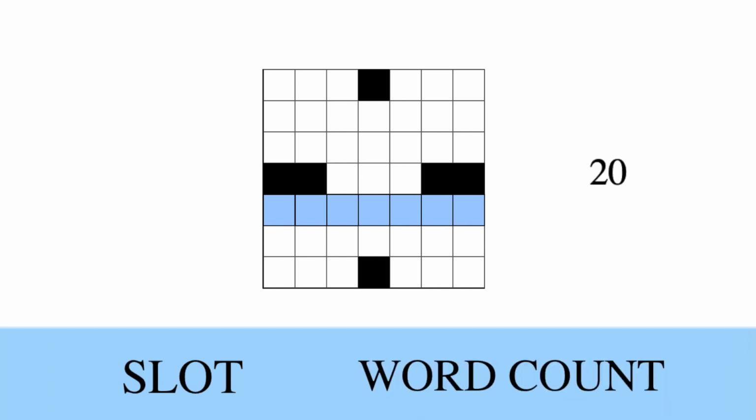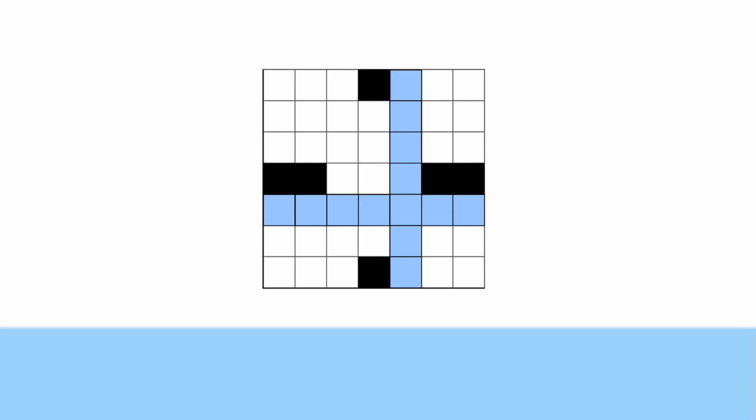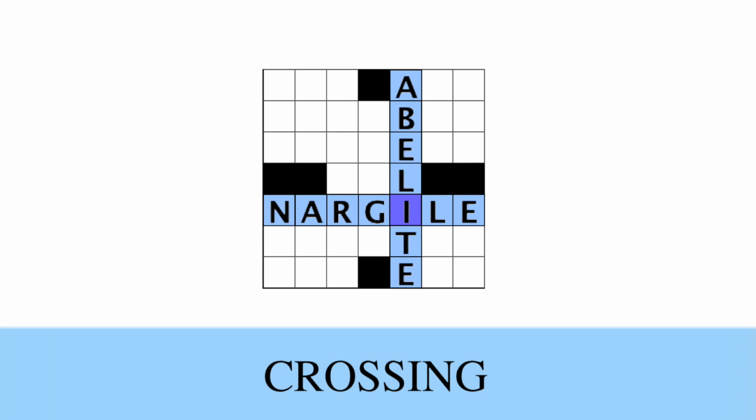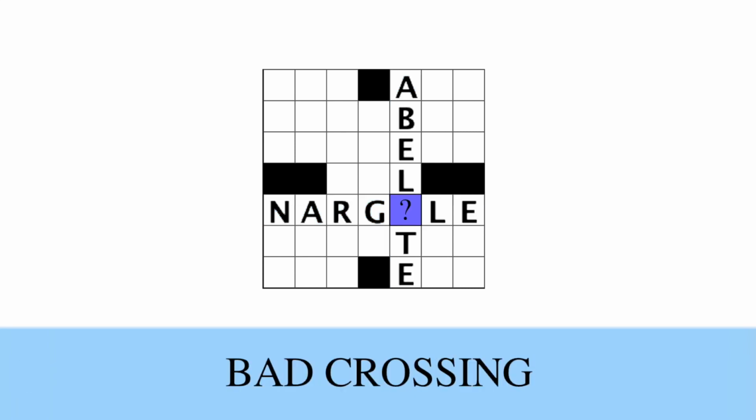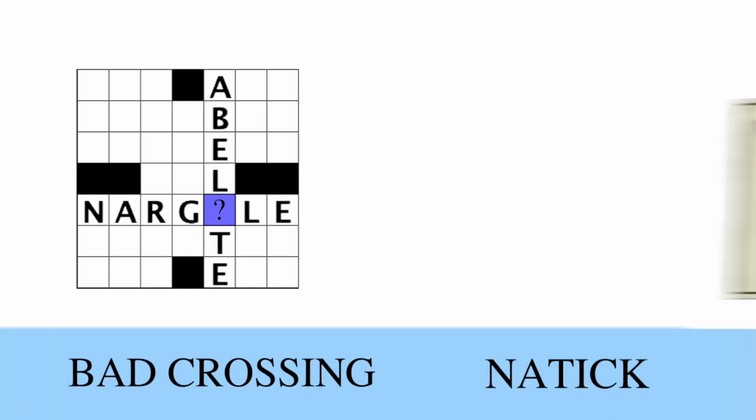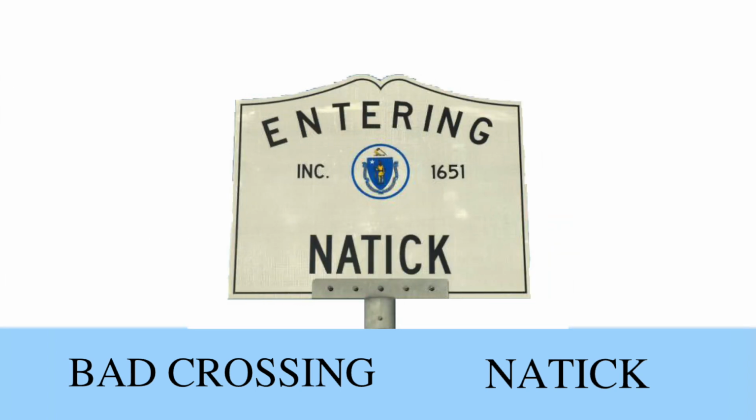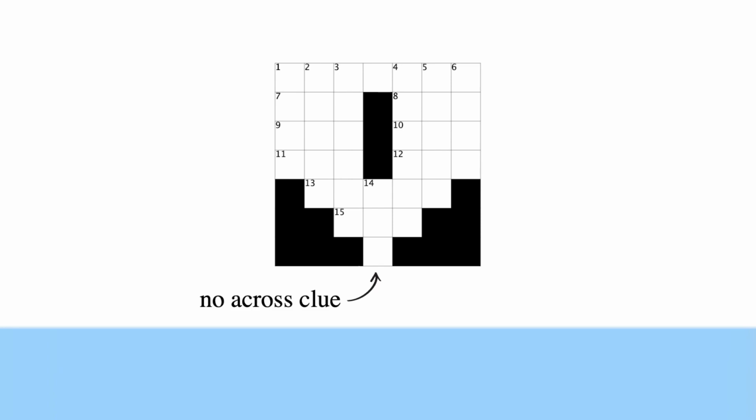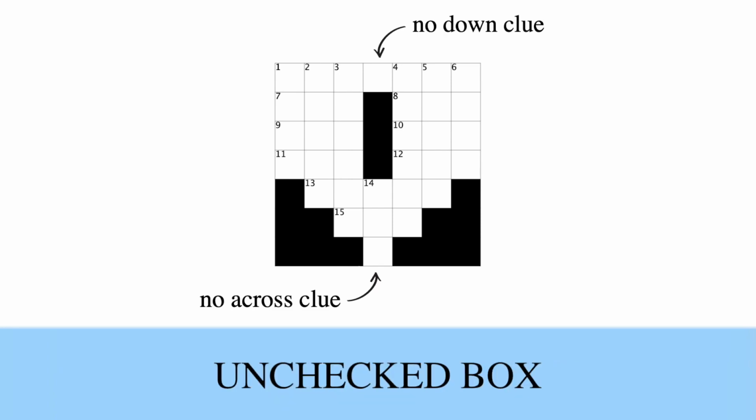Just so we're clear. The point where two answer words intersect is called a crossing. A crossing where most folks are unlikely to know either of the intersecting answers is called a bad crossing. A bad crossing is also called a natick, which is a town two towns over from where I live in Massachusetts. That's kind of a long story. If a box only appears in one answer, it's called an unchecked box.